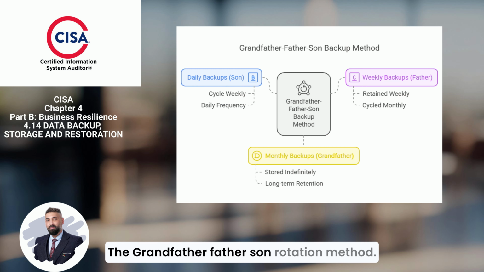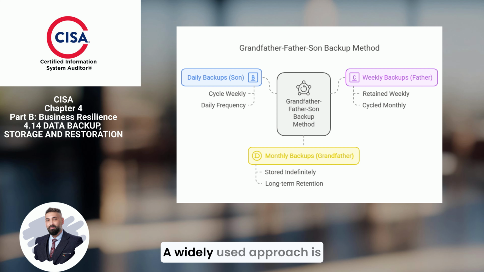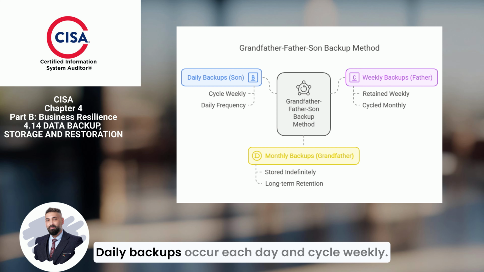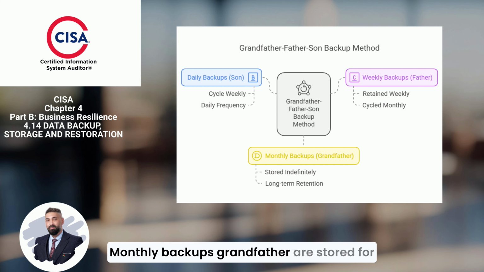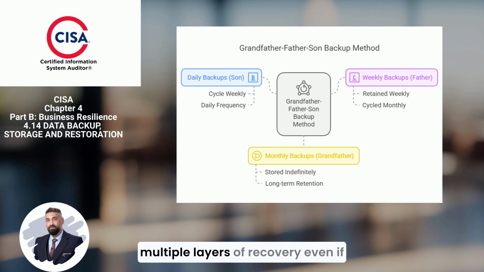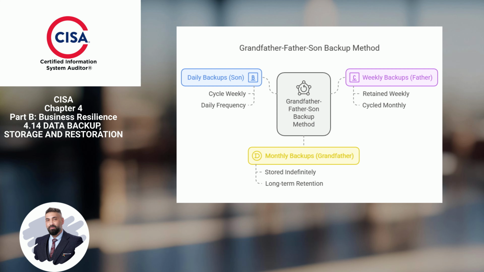The grandfather-father-son rotation method. Finally, let's talk about rotation, the process of cycling through backup copies. A widely used approach is the grandfather-father-son method. Daily backups, son, occur each day and cycle weekly. The final weekly backup, father, is retained and cycled monthly. Monthly backups, grandfather, are stored for long-term retention, often indefinitely. This tiered structure ensures redundancy, providing multiple layers of recovery even if one copy is compromised.